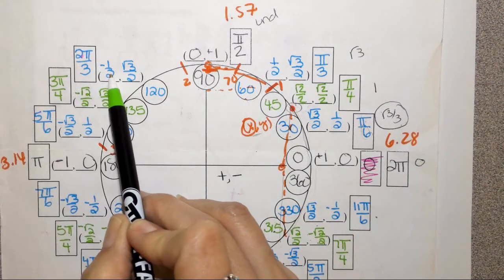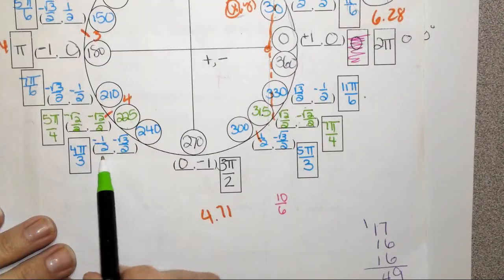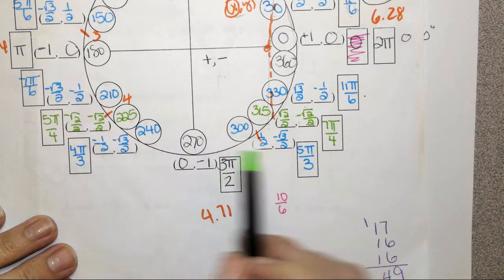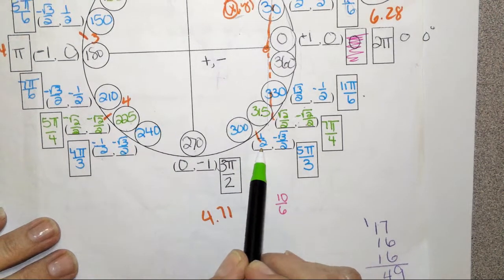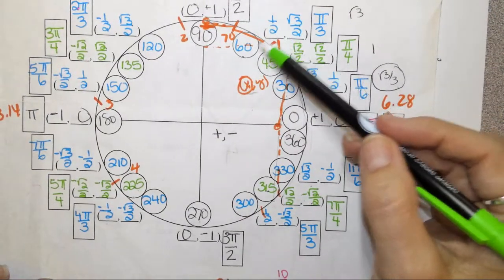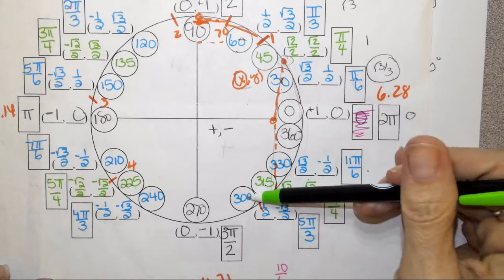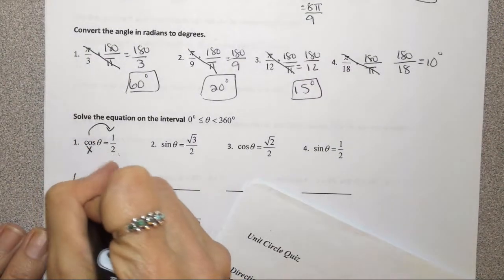It's negative 1/2 here, so not it. It's negative 1/2 over here, so not it. It's positive 1/2 here. So I have two answers. X equals positive 1/2 at 60 degrees and 300 degrees. So I put them both down.